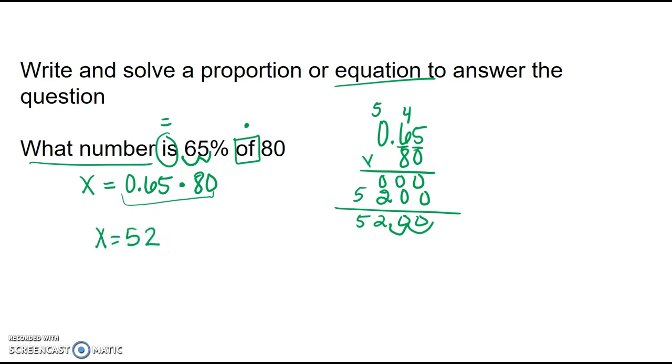Again, if you were to set up a proportion and solve this problem that way, you still should get your value of your variable to equal 52. So either proportions or equations work. Some of you may be more comfortable with proportions. Others of you may like equations better, or some of you may like to flip back and forth. So really choose the method that you feel most comfortable with. Either one is fine.